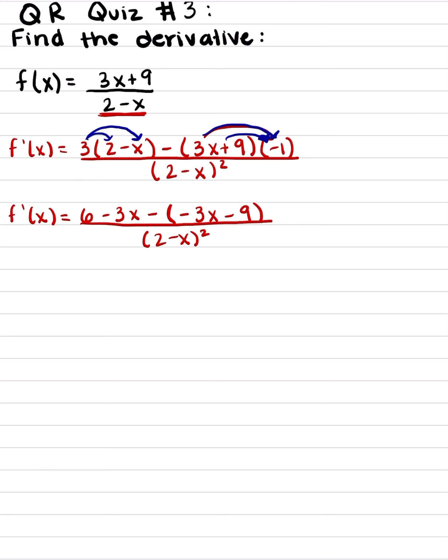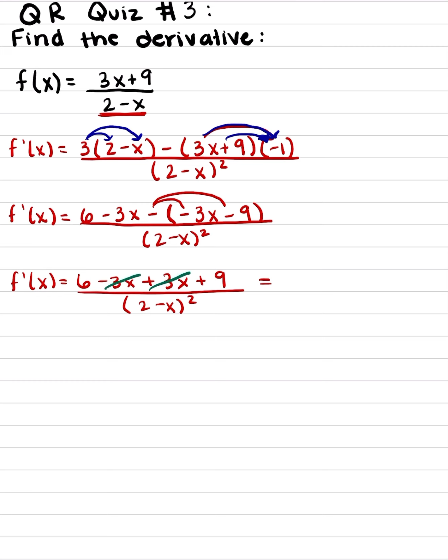And then we're just going to combine like terms. So f prime of x equals 6 minus 3x, and we're going to distribute this negative sign, so it becomes plus 3x plus 9, all over 2 minus x squared, which equals, as you can see here, the 3x's cancel out, and we're just left with the 6 and the 9, and we add those together, which gives us 15 all over 2 minus x squared. And that is your answer.